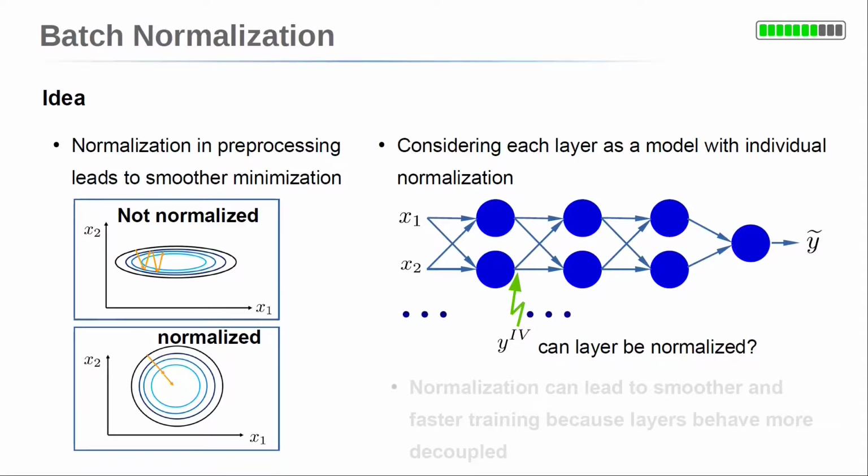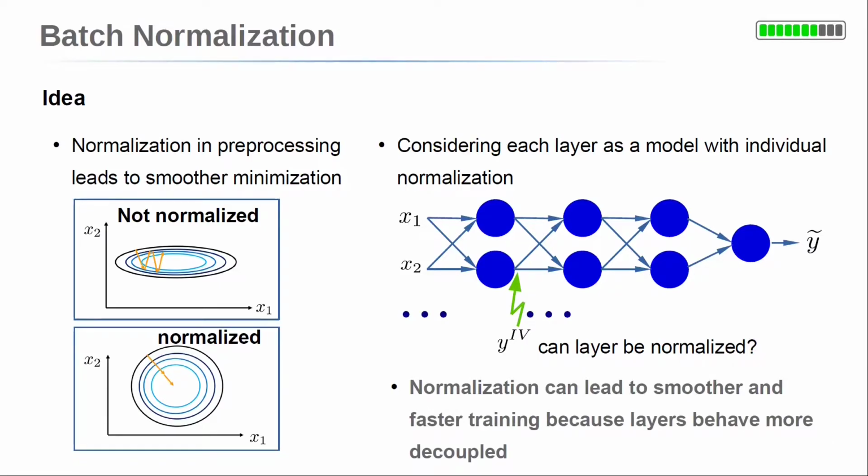The idea is to consider each layer of neurons as a model with individual normalizations. So each layer takes input values which are output values of a previous layer. A normalization of all output values of a layer would normalize the input into the next neuron layer. Note that the input variables x should be normalized anyway. This batch normalization approach can lead to a smoother and faster training of the neural network. This is because the layers are more decoupled and behave more like individual, more shallow networks.